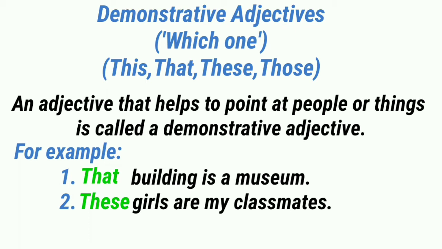Let's see the example. That building is a museum. These girls are my classmates. In these sentences, the words that and these are adjectives. The words that and these point out the building and girls. Therefore, that and these are called demonstrative adjectives.